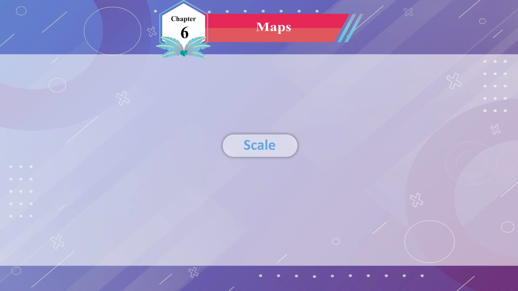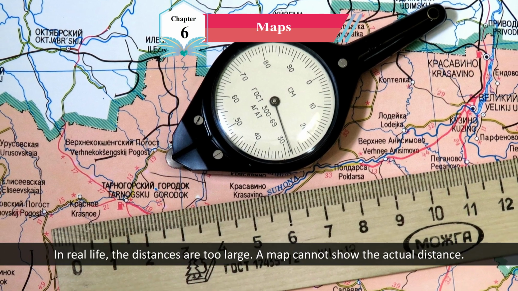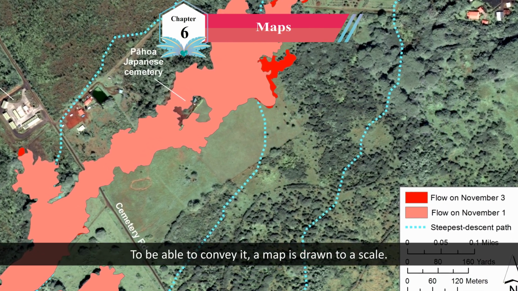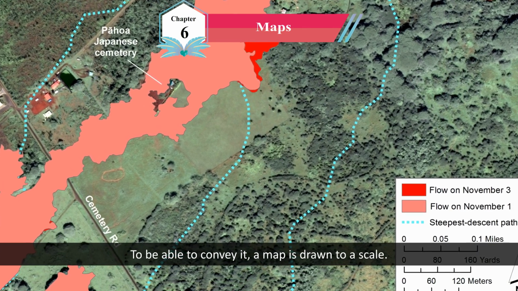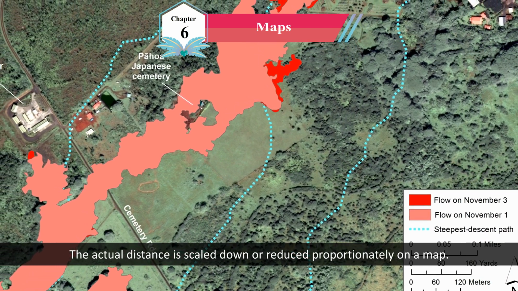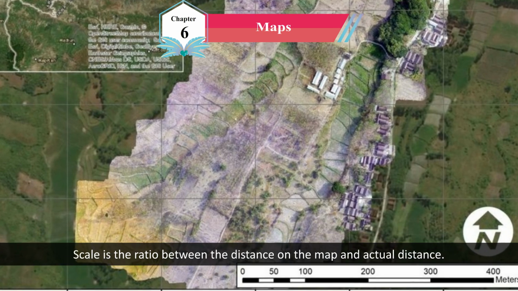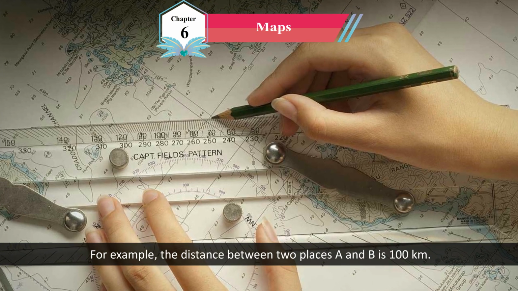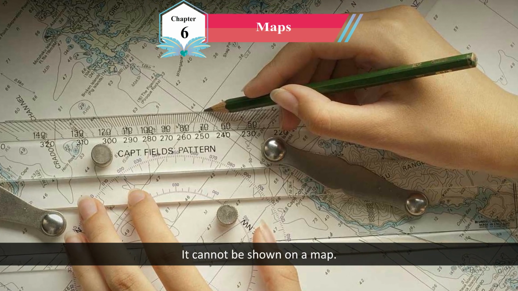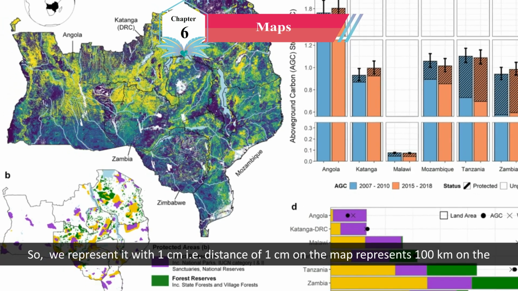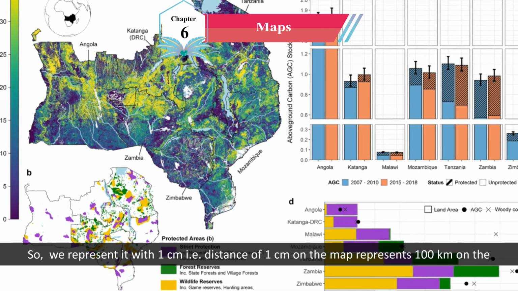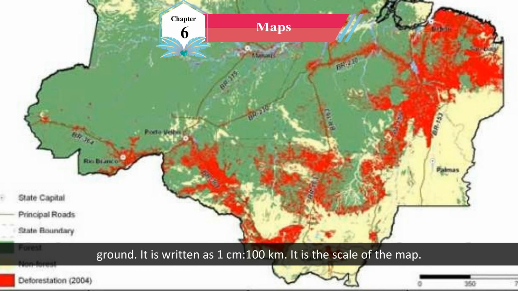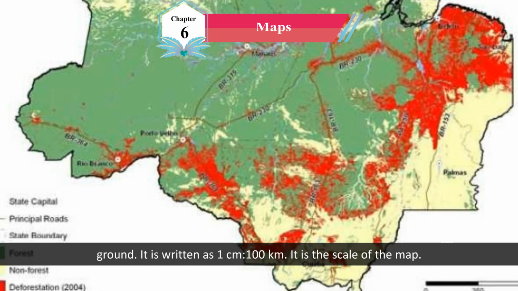Scale. In real life, the distances are too large. A map cannot show the actual distance, so a map is drawn to a scale. The actual distance is scaled down or reduced proportionally on a map. Scale is the ratio between the distance on the map and the actual distance. For example, the distance between two places A and B is 100 km. It cannot be shown on a map, so we represent it with 1 centimeter. That is, a distance of 1 centimeter on the map represents 100 km. On the ground, it is written as 1 centimeter ratio 100 km. It is the scale of the map.